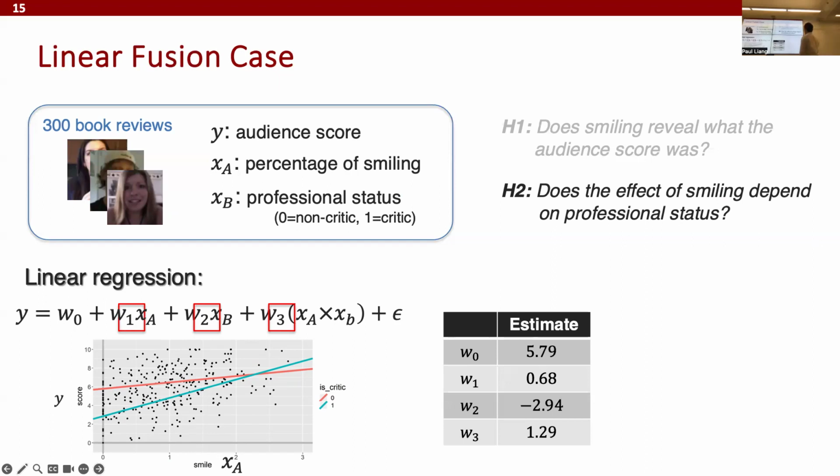So that's the intuition. And again, your answer to this hypothesis is that yes, in fact, the slope of the line does change, right? The slope between how much you smile and how the movie was is different, whether a person is not a critic or whether a person is a critic.